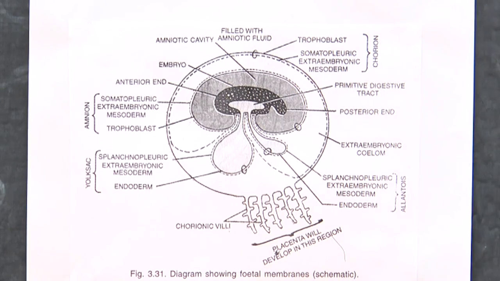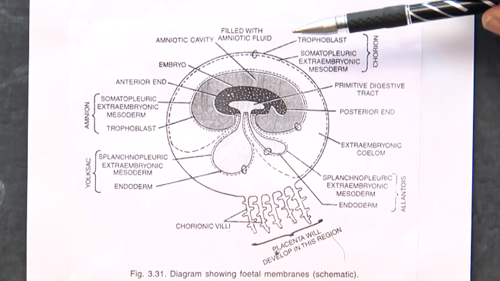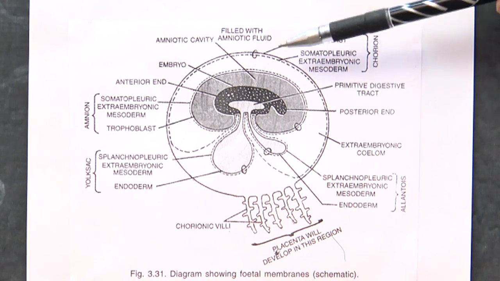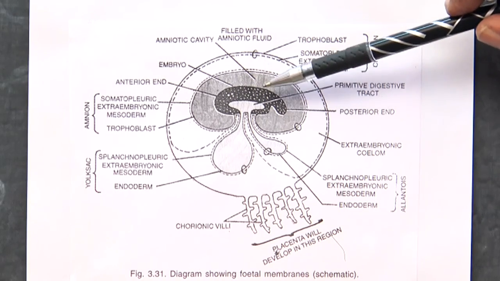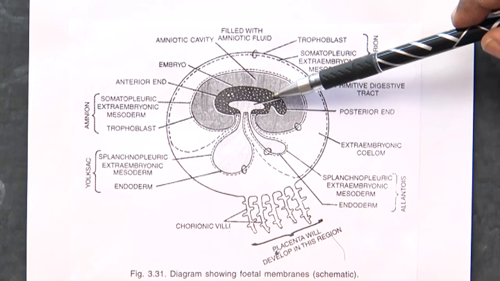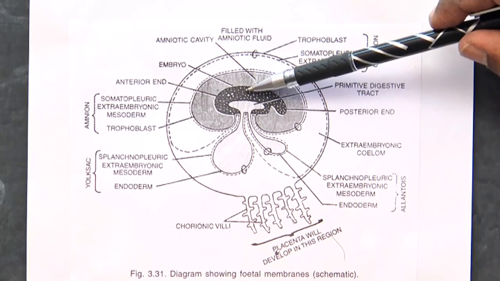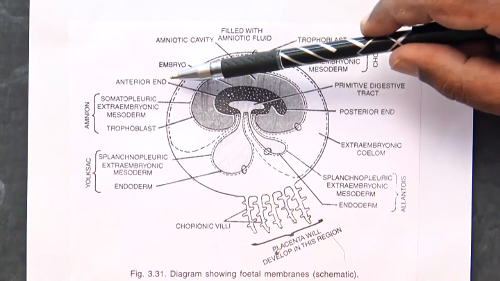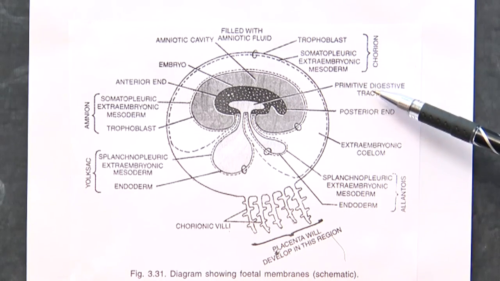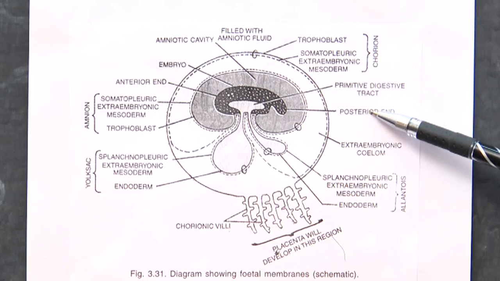Right. Next we are going to start a study about the extraembryonic membranes. So before doing that, let us have a look at the diagram so that you will have an idea. So in this diagram you can see the center is the embryo, this black color area. This is the developing embryo, and this is the anterior end of the embryo, and this is the posterior end of the embryo.